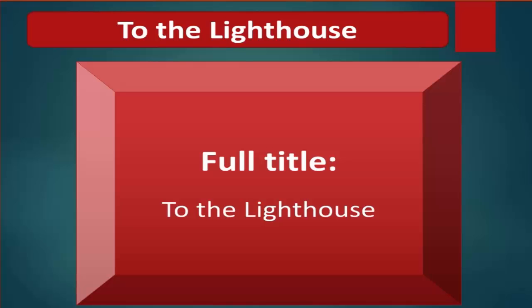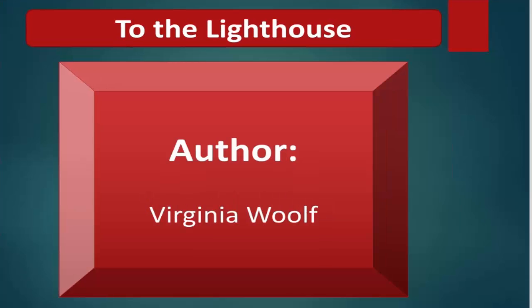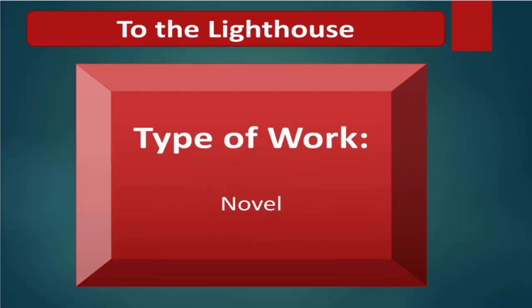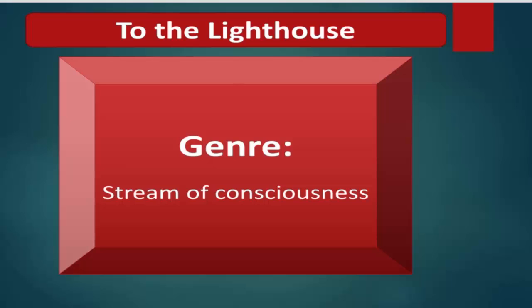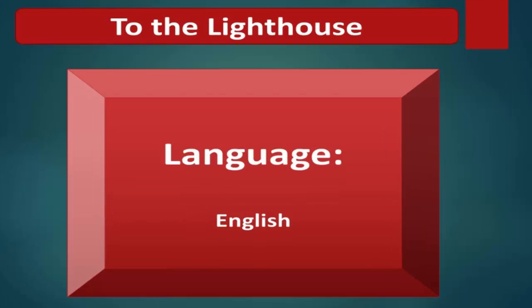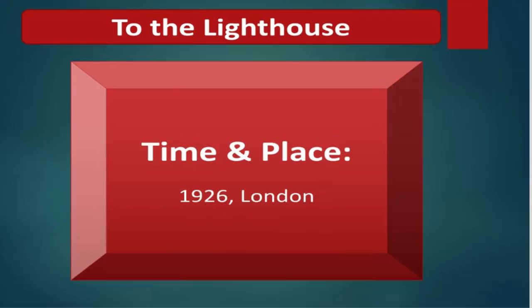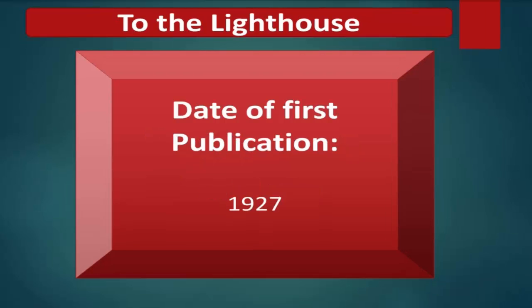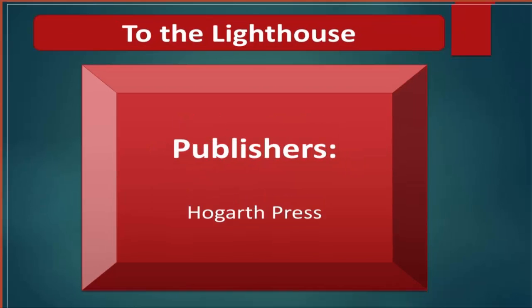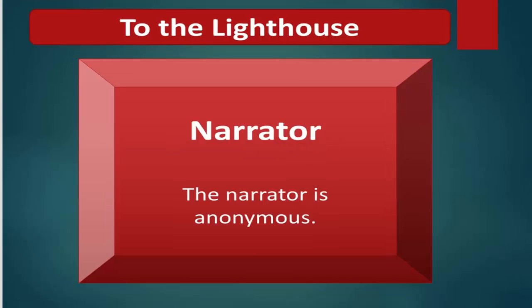Full title is To the Lighthouse, author Virginia Woolf. Type of work, novel. Genre, stream of consciousness. Remember that this novel, To the Lighthouse, is an exemplary novel regarding the stream of consciousness term. Language, English. Time and place, 1926, London. Date of first publication, 1927. Publishers, Hogarth Press. Narrator, the narrator is anonymous.